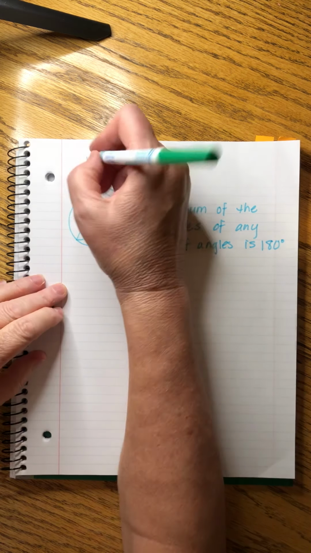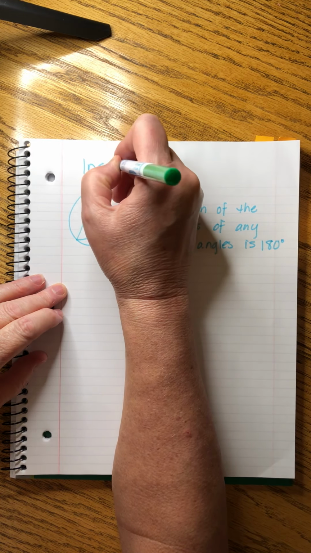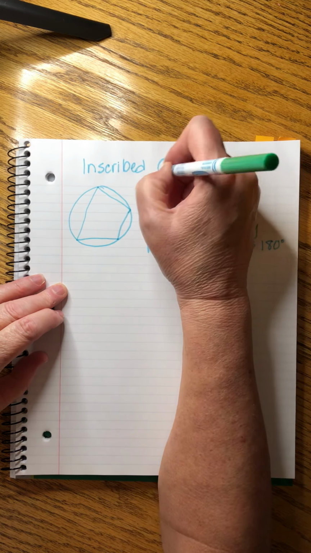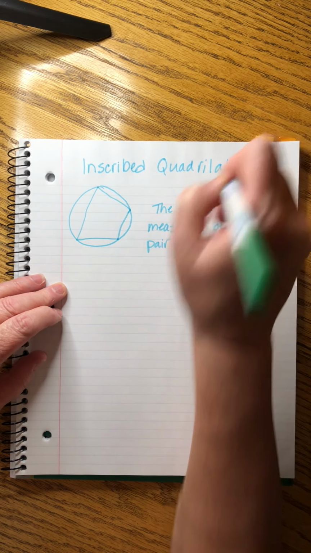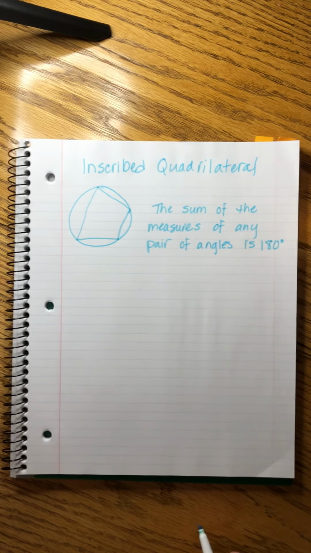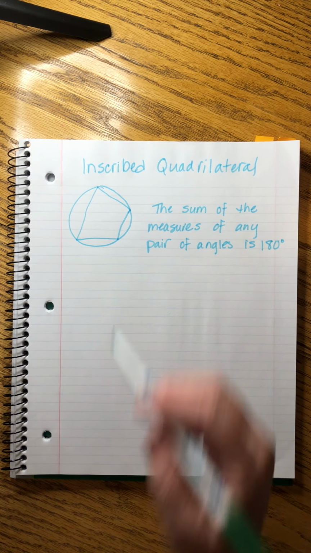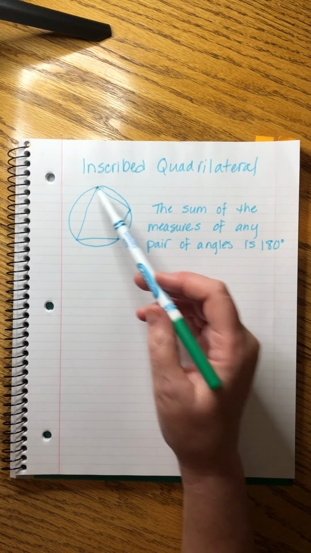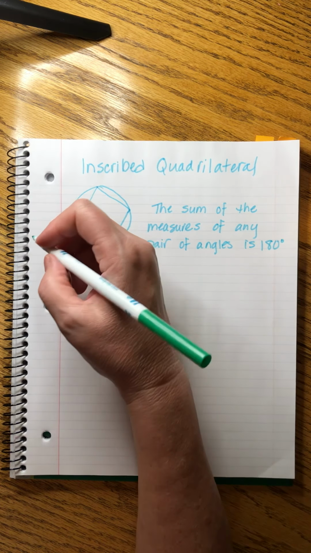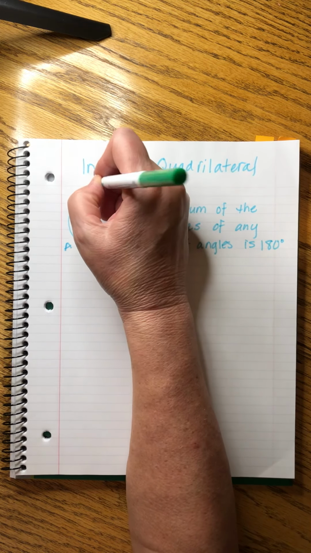This is called an inscribed quadrilateral. I'll stop for a second and let you catch up on that, and then I'll explain what this is. Okay, so here we have a quadrilateral, a four-sided object. It's inscribed, written within a circle. Let's name the points just so we can talk about them.